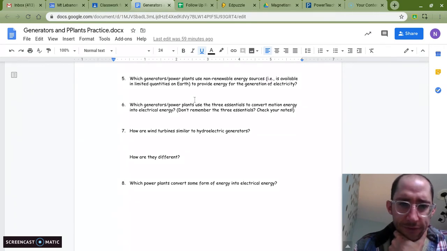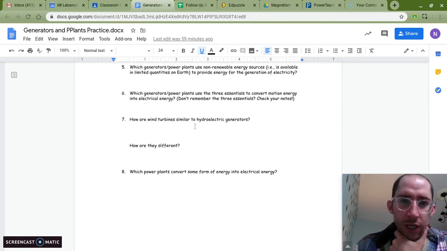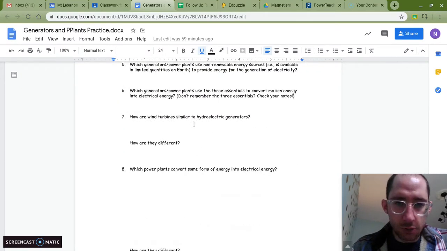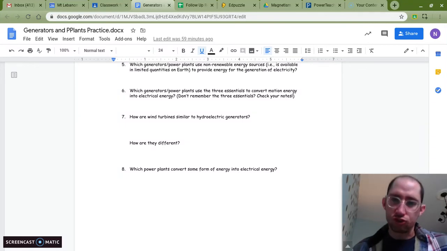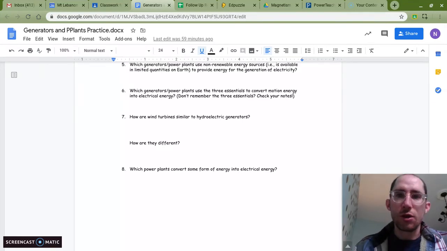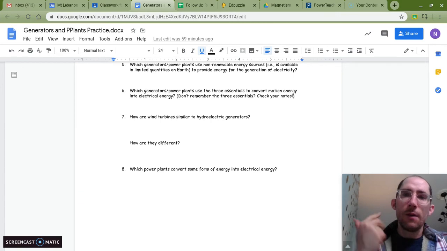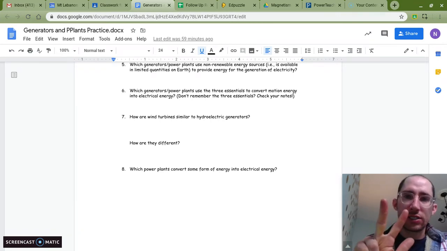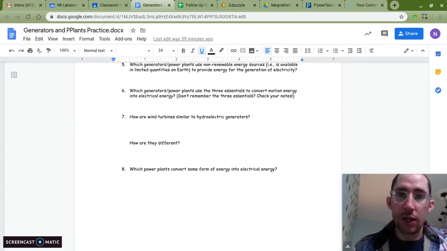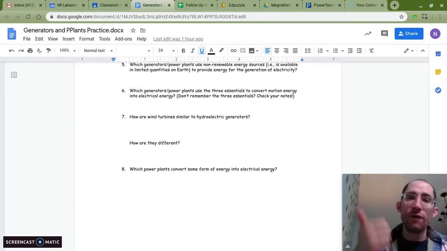Oh, where am I at? Number 6. Which generators, power plants use the 3 essentials to convert motion energy into electrical energy? Don't remember the 3 essentials? Check your notes. 3 essentials: motion, wire, magnetic field. Those are the 3 essentials, people. You got to remember that. 3 essentials to generating electricity. You need to move the wire through the magnetic field.